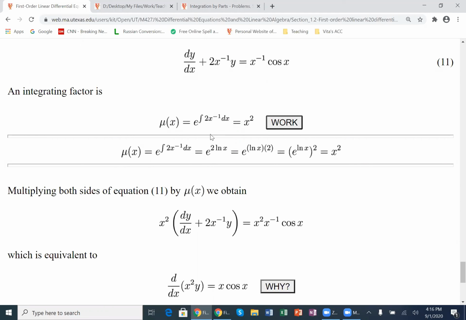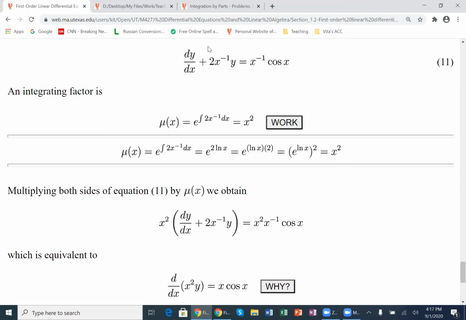Well, first, for convenience, let me switch positions of 2 and ln. 2 times ln is equal to ln times 2. After that, let us put parentheses around the whole thing here. So e to ln of x times 2 is equal to e to ln of x, the whole thing squared. And it is known that ln kills e. E to ln of x is equal to x. So mu of x is equal to simply x squared.